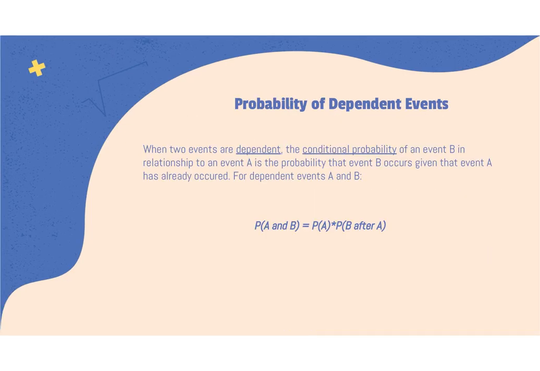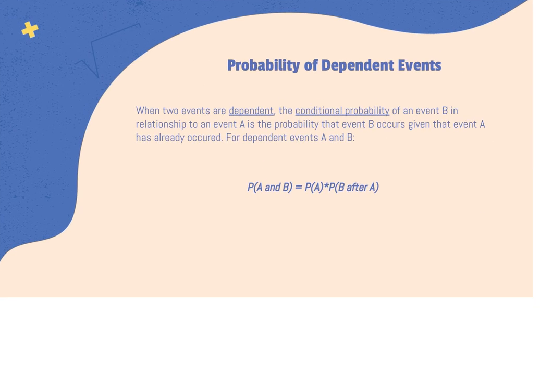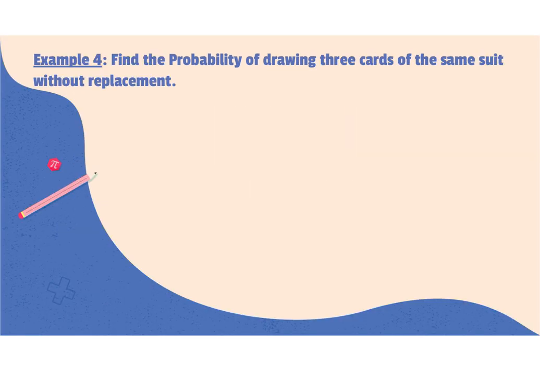So now, probably dependent events kind of looks like this. You take the probability of the first thing happening, and then what's the probability of the second thing happening after A has already happened? Okay, so what's my probability left, basically? So drawing 3 cards of the same suit without replacement.